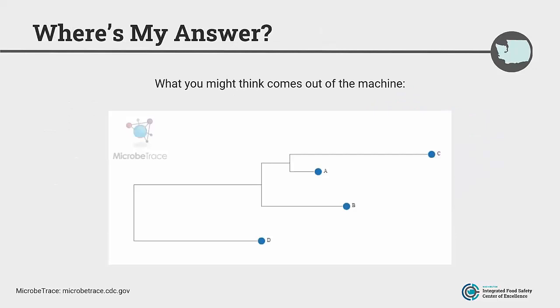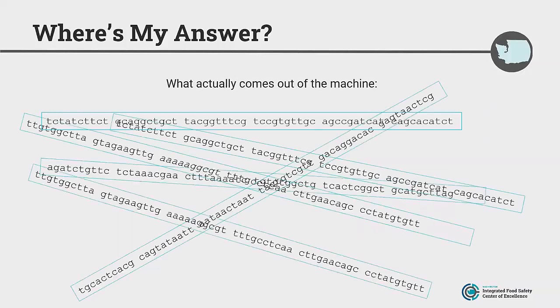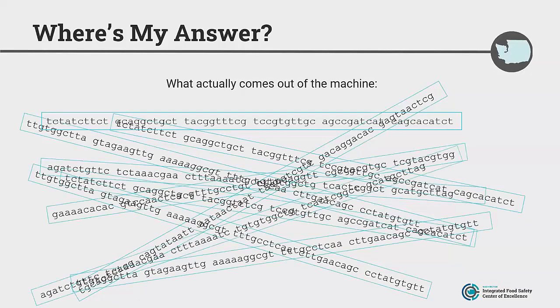So it can be really easy to think that we send the lab the sample and out pops a lovely phylogenetic tree for us. That's not really what actually comes out of the machine. So after the scientists put the sample on and run, what actually comes out of the machine is more like this, a big pile up of a whole bunch of bits of DNA sequence.